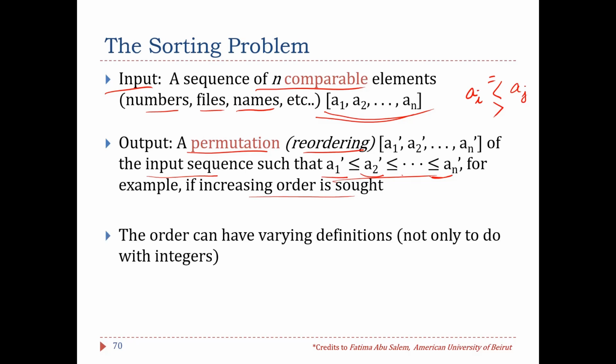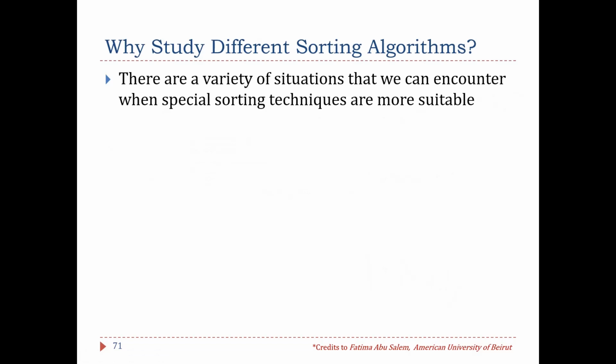So the order can have varying definitions, not only to do with integers. Again, it could be any alphabetical order. I can create an order over shapes for 2D points. I can pick up the X order or the Y order. So it really depends on what actually serves me best. Okay, so it really depends on what I want to do with them. And why do we study different sorting algorithms?